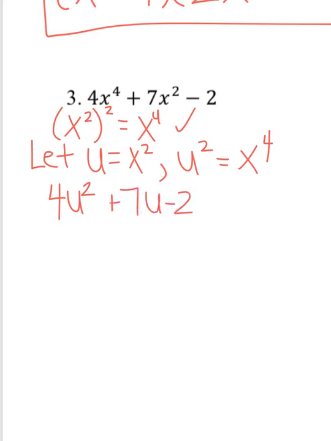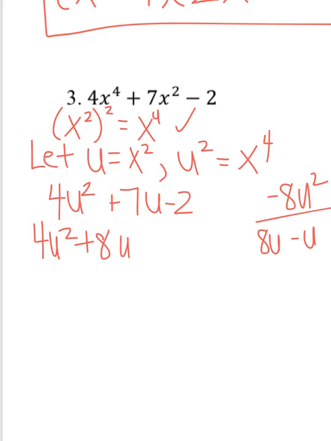Now you do master product. So we have negative 8u squared. It has to add to be 7, multiplied to be negative 8. So you're going to have 8u and minus 1u. So then this will be 4u squared plus 8u minus 1u minus 2. Split it down the middle.